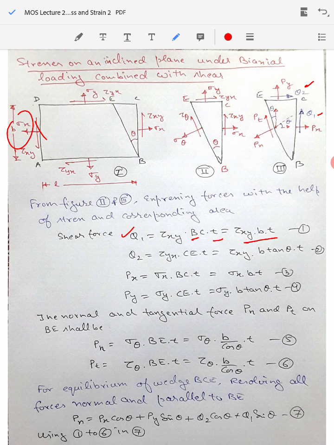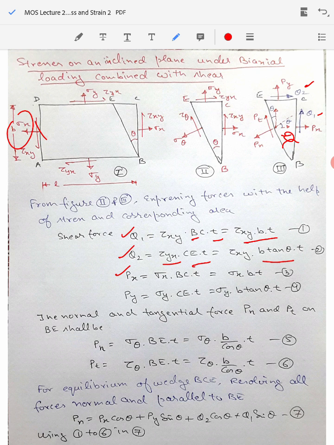Now the next force is the shear force Q2. The corresponding stress is tau yx, and the area on which it acts is the distance CE multiplied by the depth of the section, small t. CE can be expressed in terms of BC, because this angle is theta here. I have not written it in this diagram, but this angle is theta. So CE by BC is equal to tan theta, and BC is equal to B. So CE by B equals tan theta, so CE will be equal to B times tan theta. Let's substitute it over here.